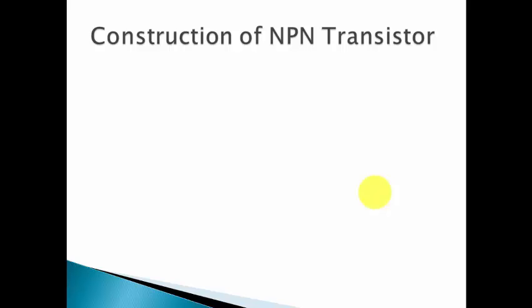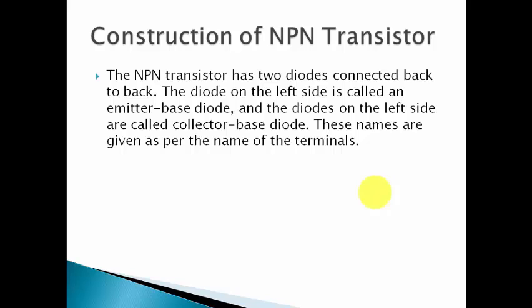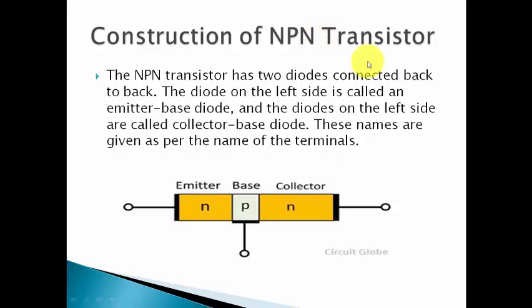Now moving to the next slide, that is construction of the NPN transistor. How are NPN transistors constructed? The NPN transistor has two diodes connected back to back. The diode on the left side is called the emitter base diode, and the diode on the right side is called the collector base diode. These names are given as per terminals. You can see this is the emitter base, this is the collector base. This is on the left side, whereas this is on the right side.